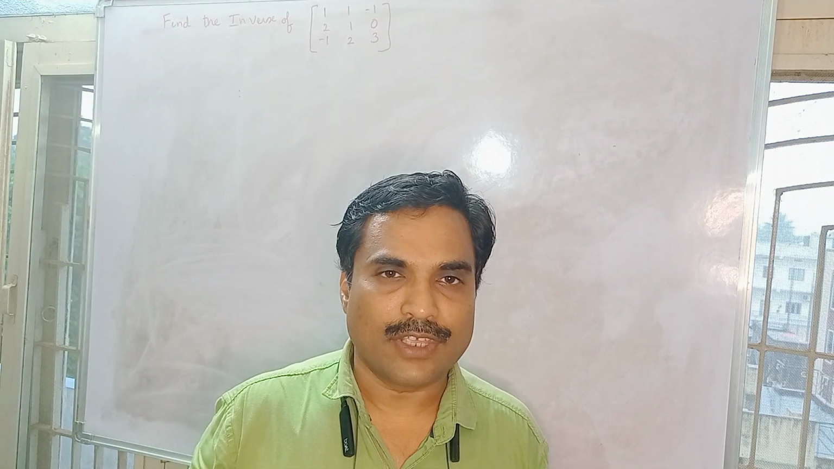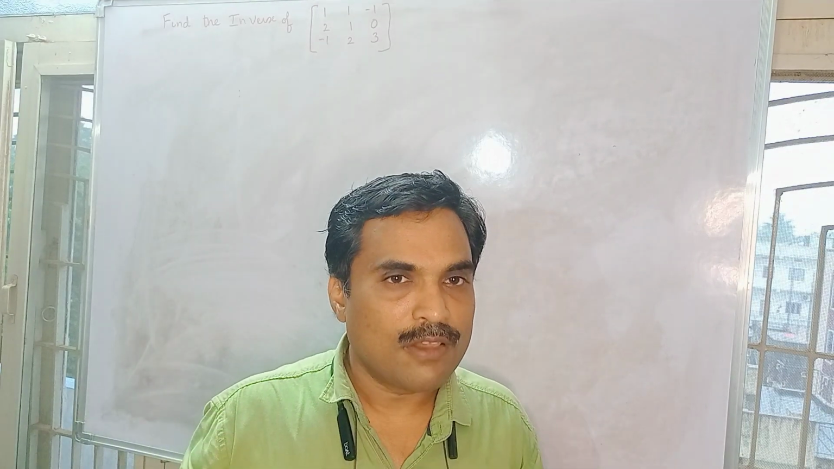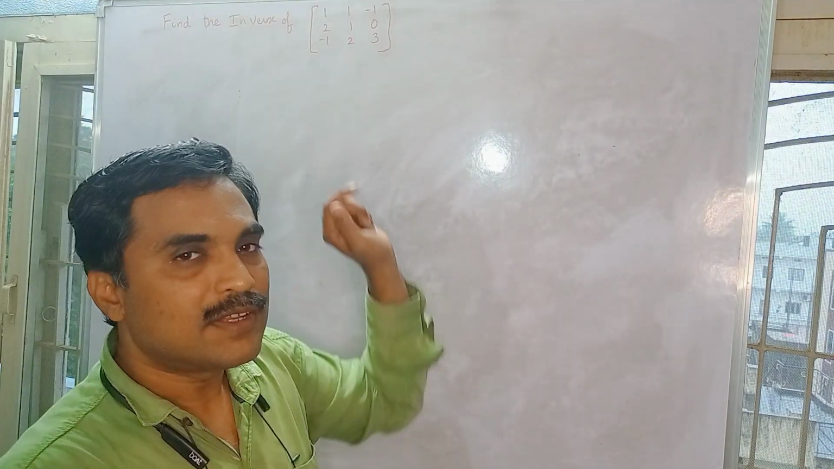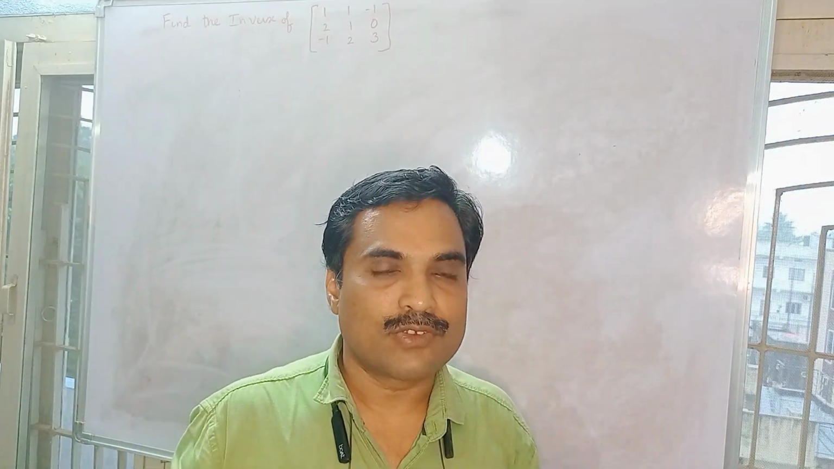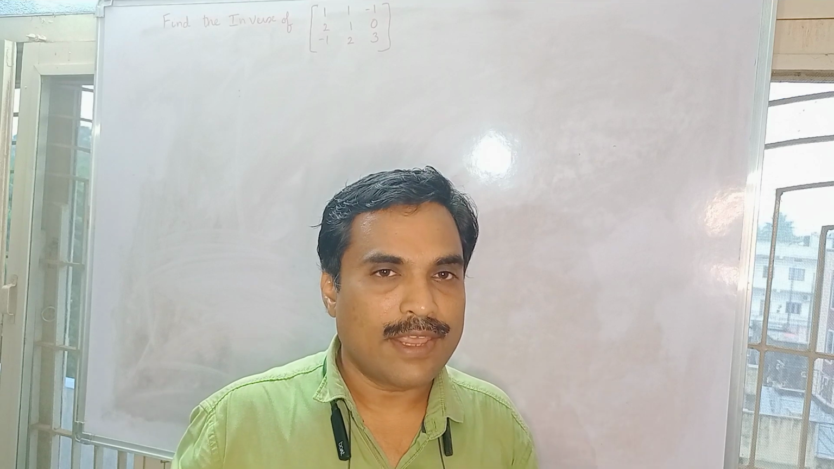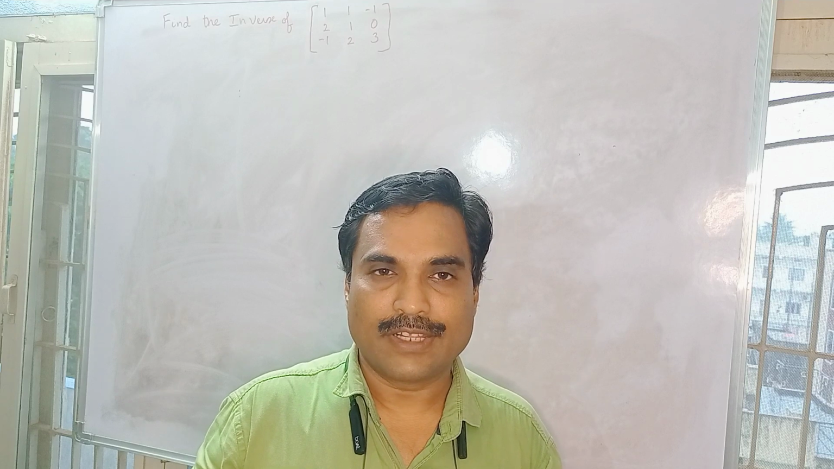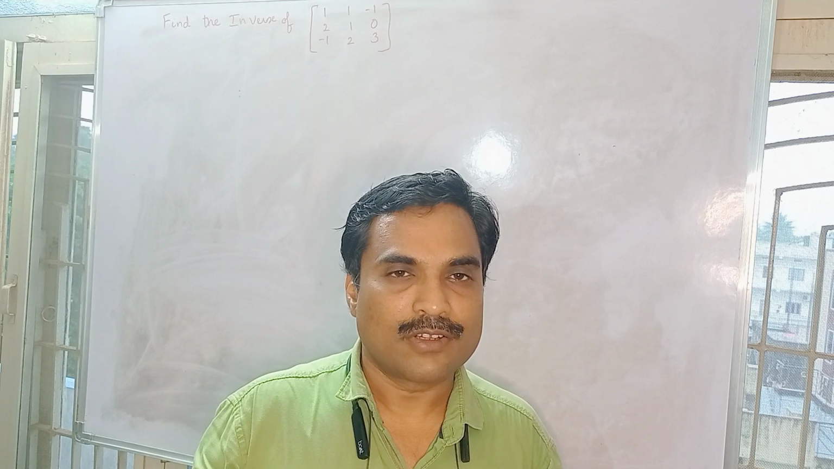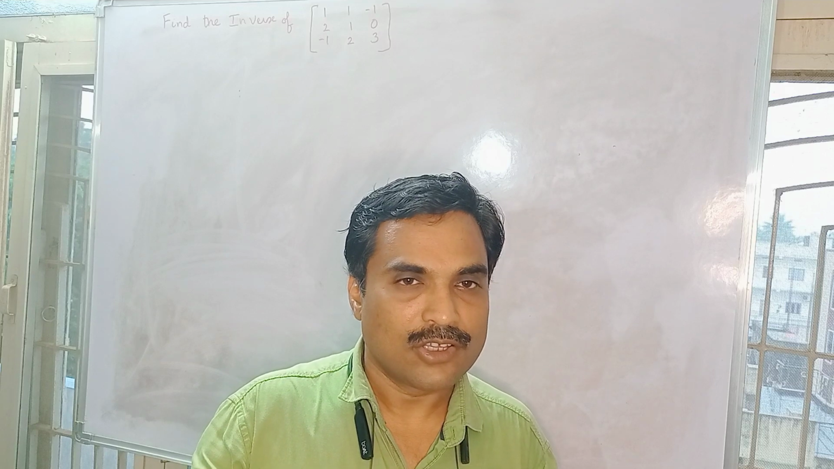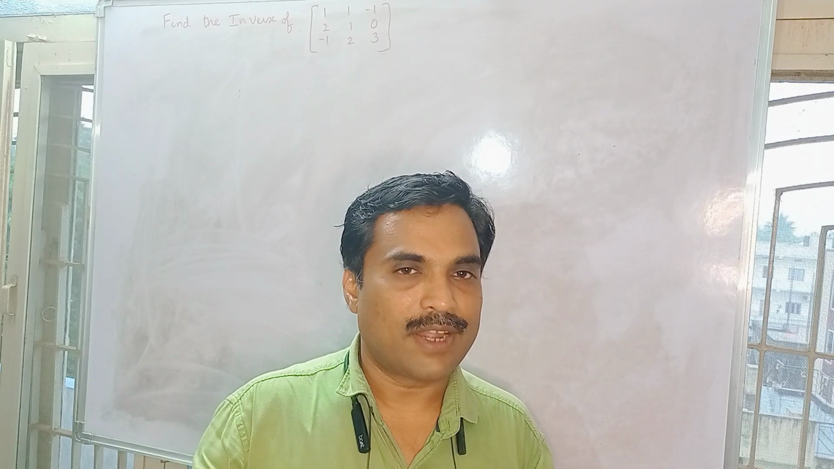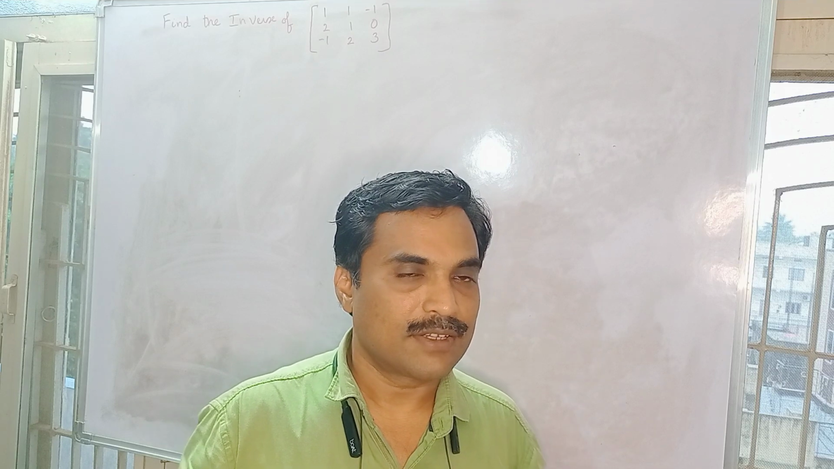So how to find the adjoint A? To find adjoint A you have to find the cofactors of all these elements. How many elements are here? Totally this is 3 by 3, so totally there are 9 elements. So you have to find the cofactors of all 9 elements and then form a cofactor matrix. From that you have to find the adjoint A. Adjoint A is the transpose, that is change of rows into columns. So you have to change the rows and columns of the cofactor matrix to get adjoint A. From that we will obtain the inverse of a matrix.